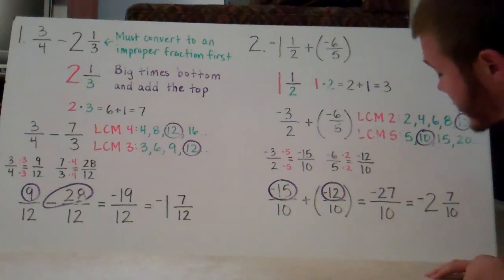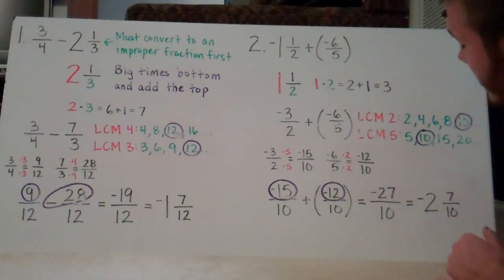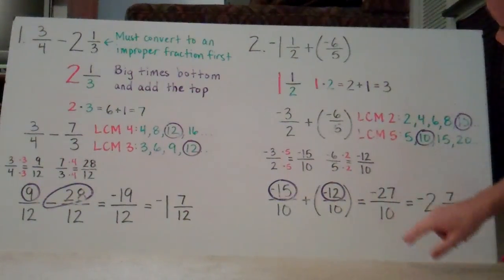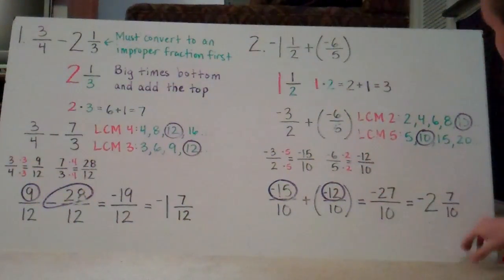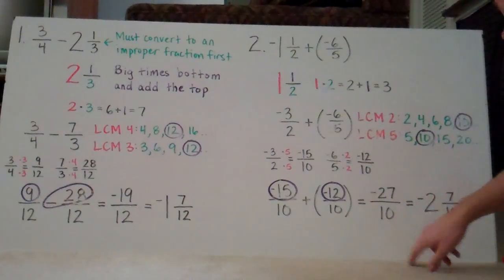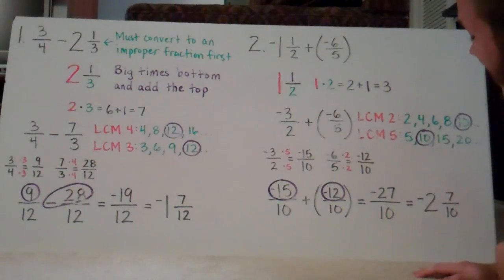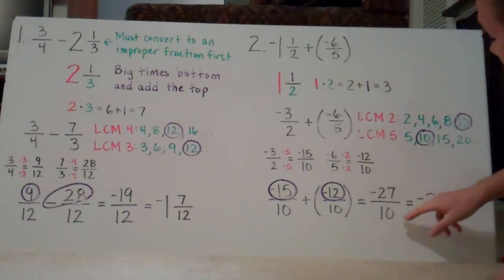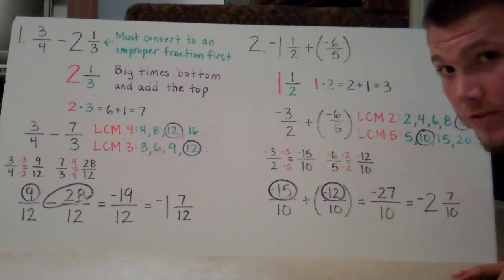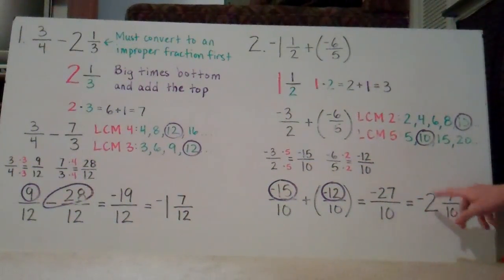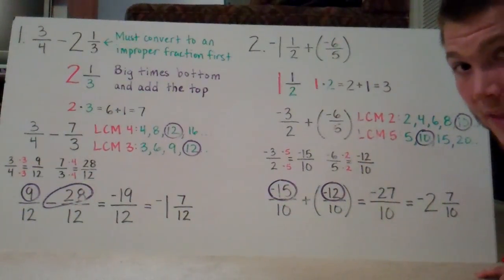Well, got to change that into a mixed number. Don't want to just leave it as an improper fraction. Well, let's see. 10 goes into 27, it only goes in twice. So my whole number is negative 2. But if I have 2 wholes, and these are tenths, that must mean I have 20 tenths. But I have to get all the way up to 27 tenths. In order to do that, I have to have 7 more tenths. So my answer is going to be converted into negative 2 and 7 tenths.